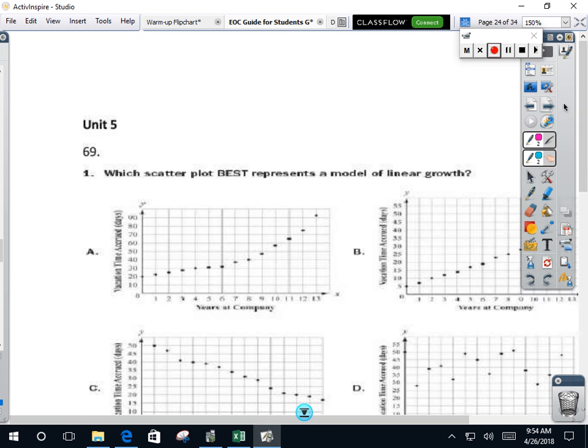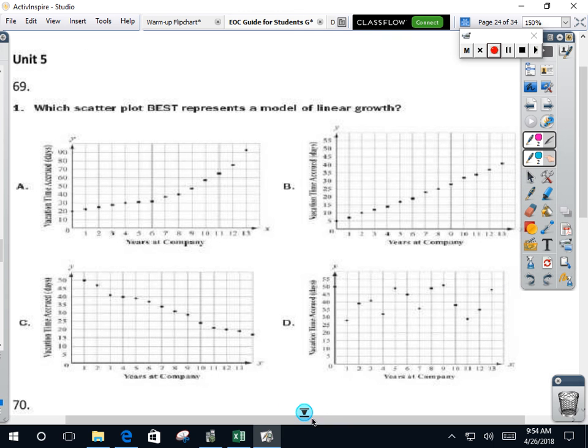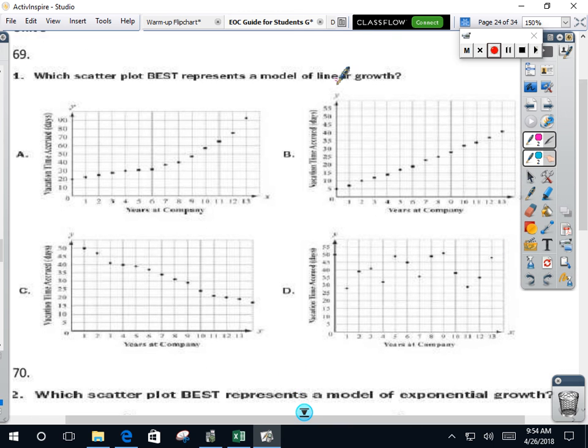Okay, page 24. Okay, this is now the start of Unit 5. Which scatter plot best represents a model of linear growth? B. Okay, A would be exponential growth because it curves and goes up. C would be linear but decay because it's going down. And then D, I mean, not really much correlation. If anything, a very weak linear growth, but this is the best linear growth.